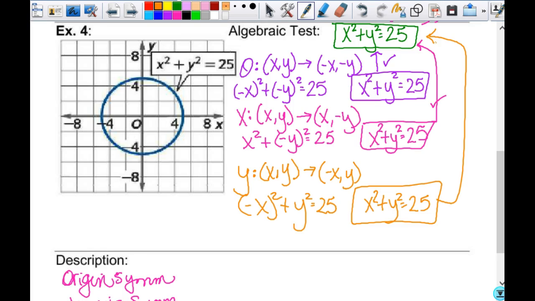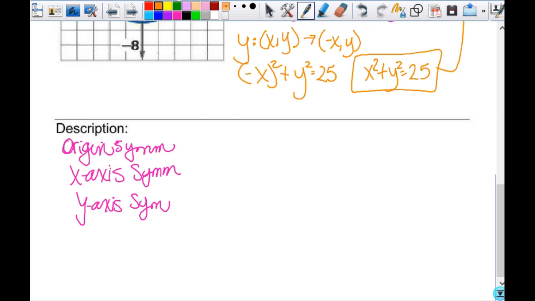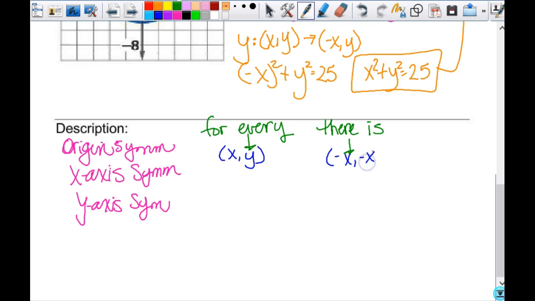Any questions so far? All right, so then we can say, I'm going to write it this way: for every this, there is this. Does that make sense? We don't have to do it 10 times. So for origin symmetry, for every xy, there is negative x, negative y. And for x-axis, for every xy, there is x, negative y.